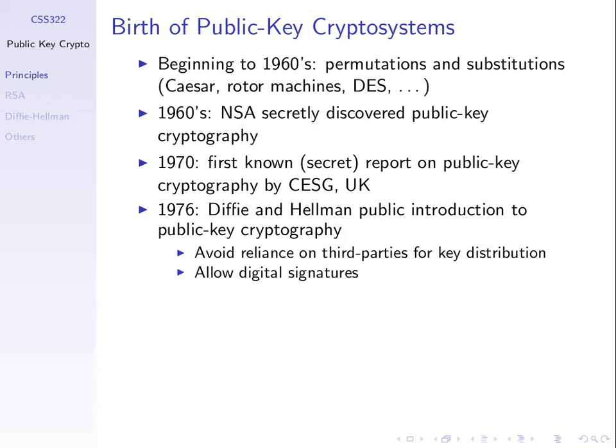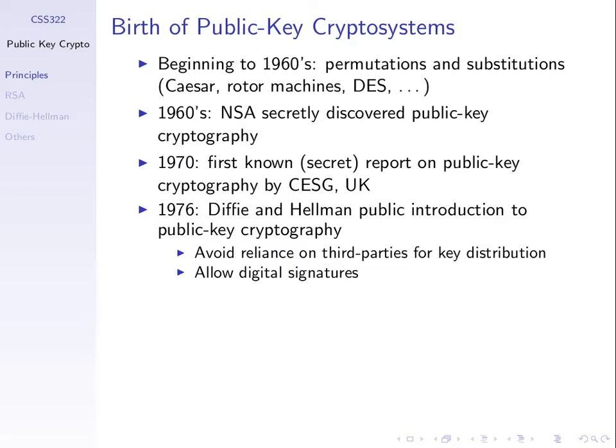It wasn't until the 1960s that people came up with new approaches, an alternative, called asymmetric key cryptography, symmetric versus asymmetric, also known as public key cryptography. In the 1960s, the security organization in the US, the NSA, developed a different way to encrypt information, the concept of public key cryptography. The first known report on such a technique came from a similar organization in the UK.